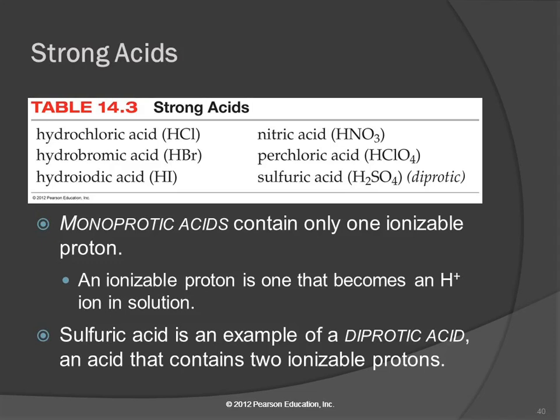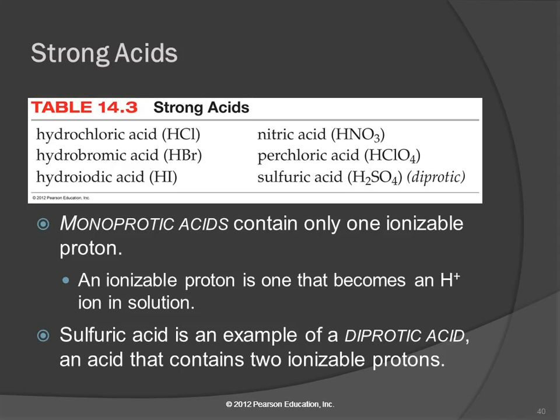We're going to learn about 6 strong acids. There they are. You know that it's a strong acid because it's in the list. If it's not in the list, it's not a strong acid. Okay?